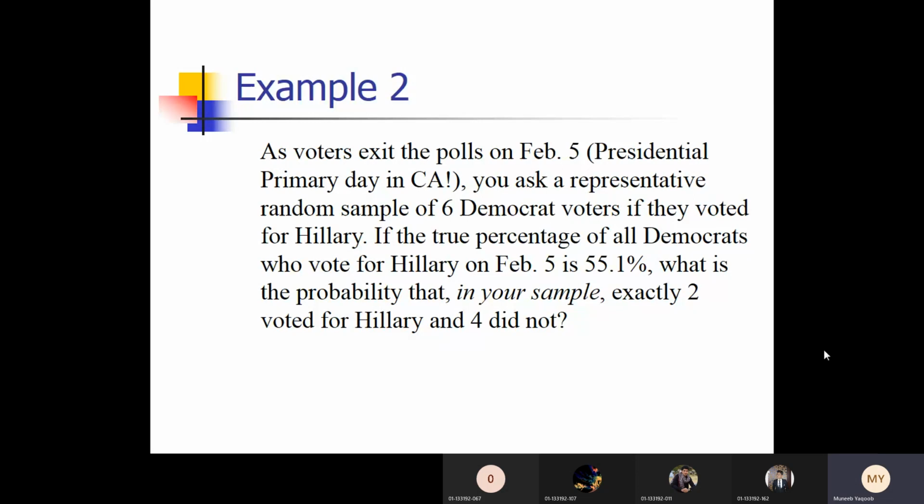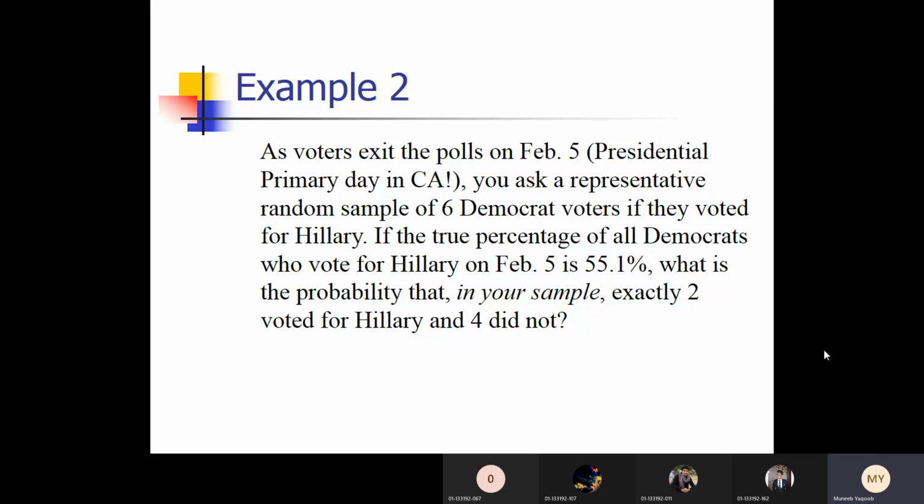So in this example, now if we identify the 4 parameters, interviewing a voter is the experiment, and this experiment is repeated 6 times. So we can say that the number of trials is equal to 6, and that could be represented by n.